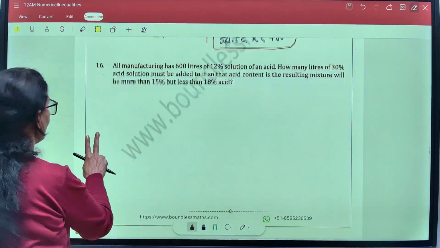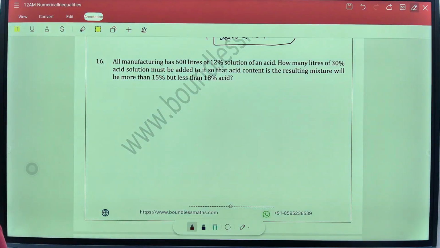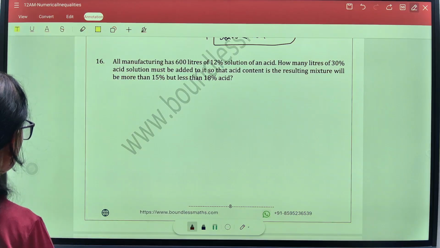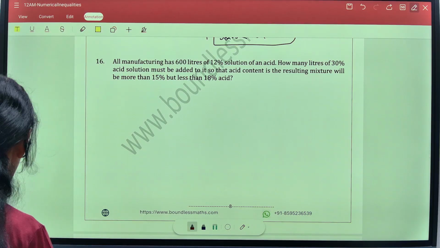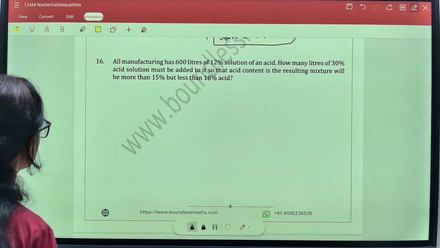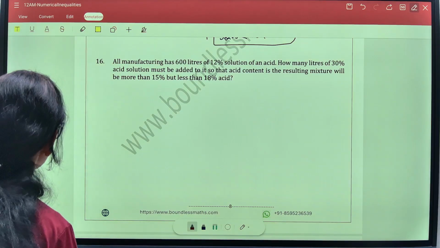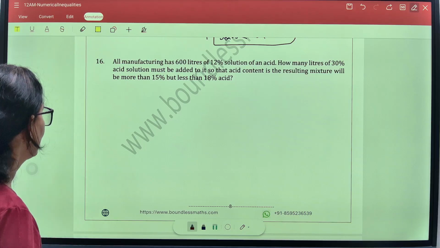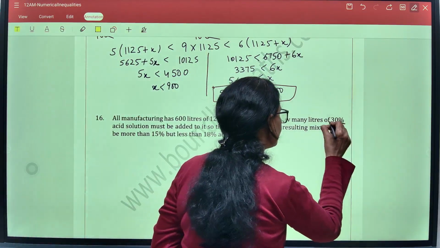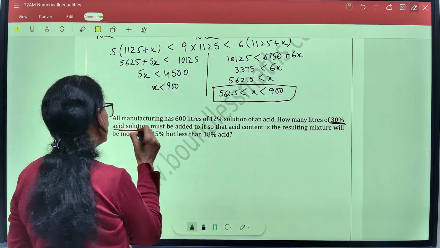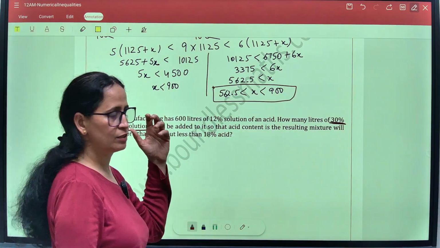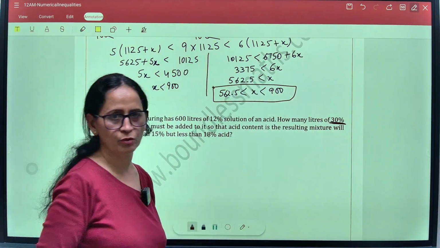Next question. A manufacturer has 600 liters of 12% solution of an acid. How many liters of 30% acid solution must be added to it so that the acid content in the resulting mixture is more than 15 and less than 18? Now this question is a little different from the above because here you are given some concentration of the solution that you are adding to it. Originally it was 12% solution of 600 liters and you are adding 30% solution to it.